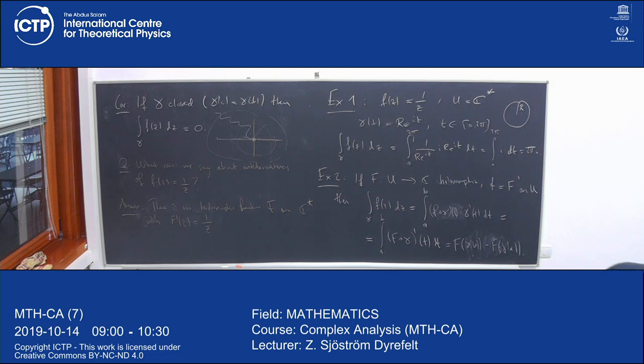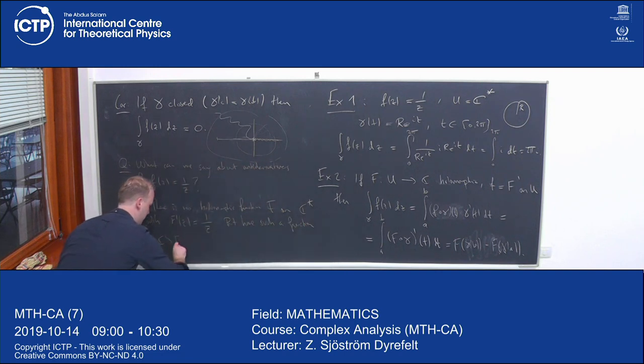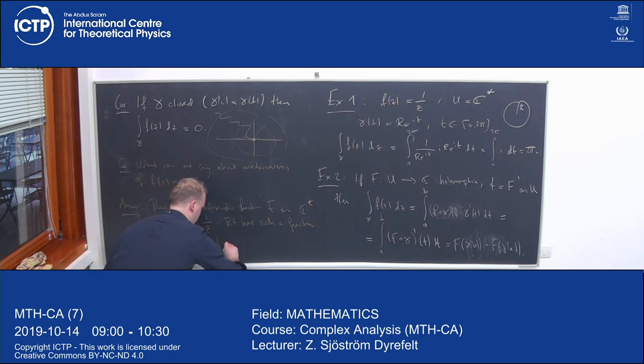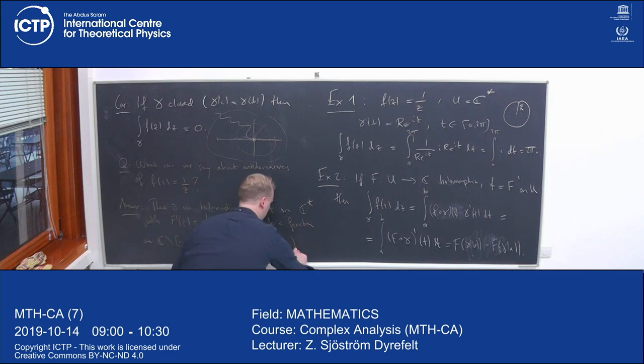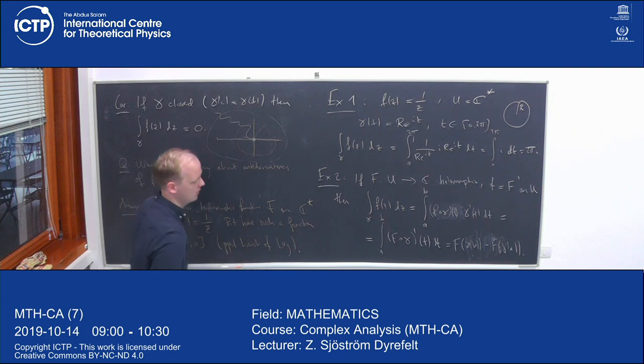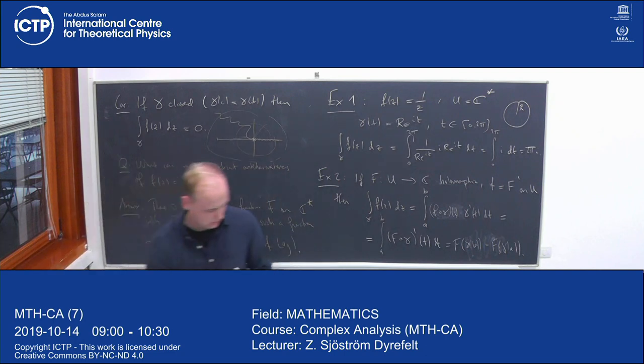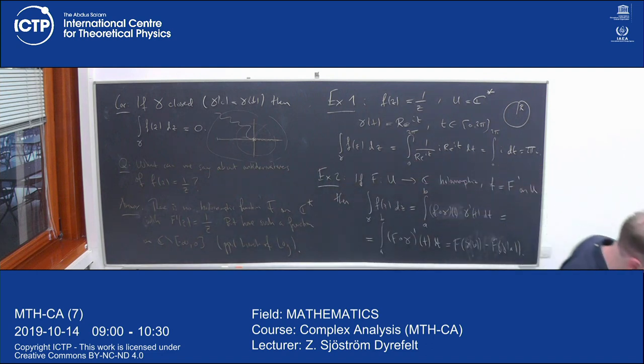Okay, good. So let me write that. But have such a function on, for example, C, if I remove minus infinity to zero, and this is the principal branch of the logarithm. Okay, so this is the principal branch. Okay, good.